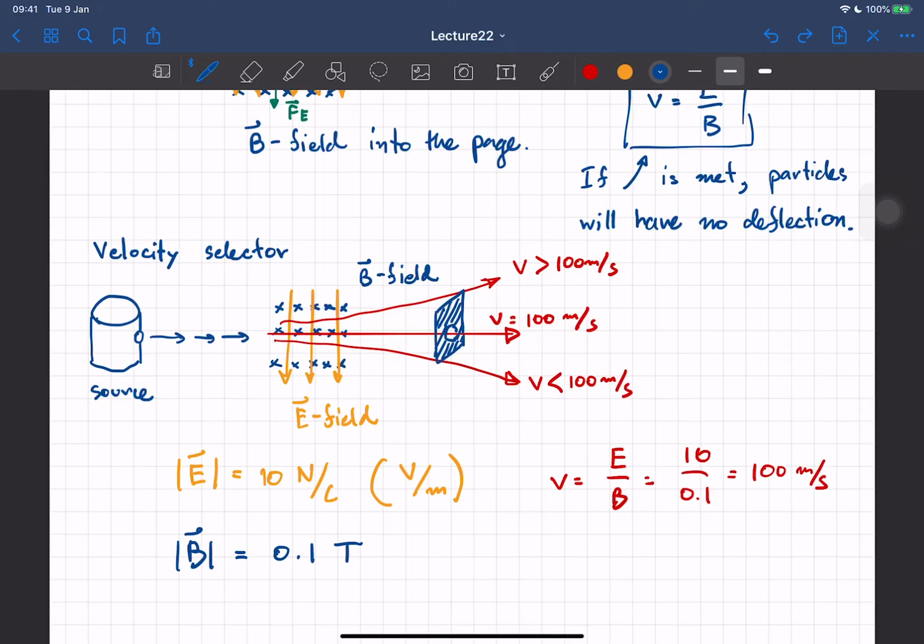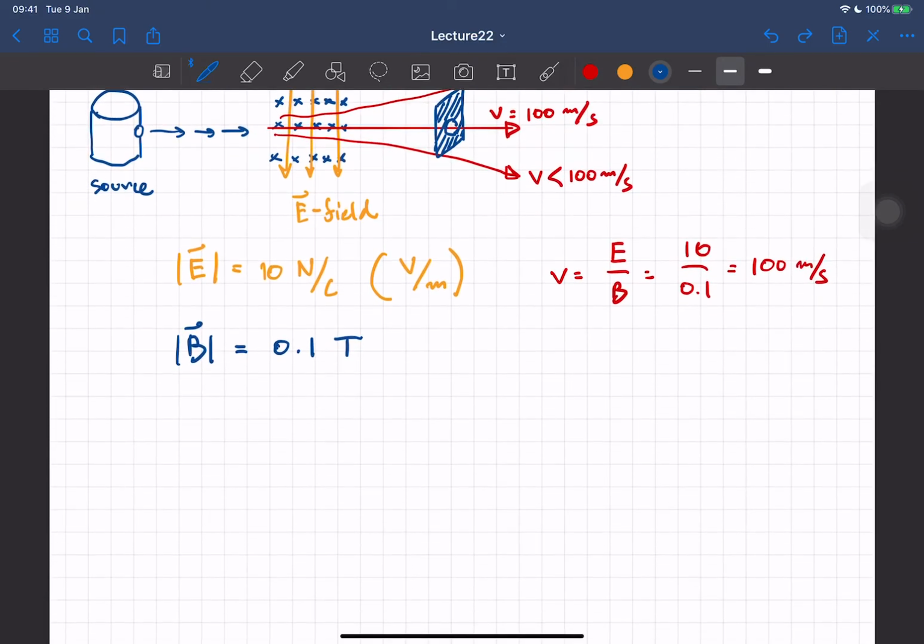And it's quite simple in principle. In reality, it might be a little bit complicated because you have to make sure that the electric field is uniform, the magnetic field is uniform, but the physics is as simple as what we are talking about here.